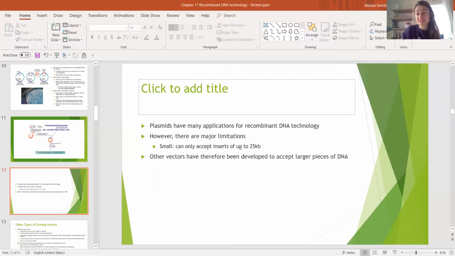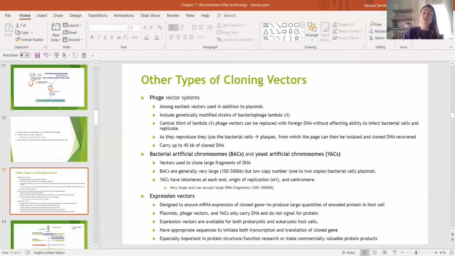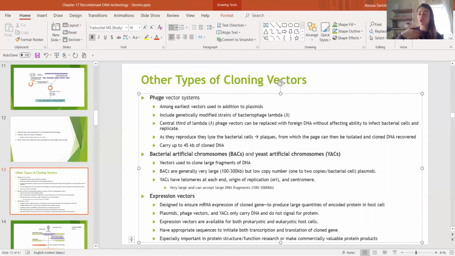They could accept larger pieces of DNA, because a lot of times, especially when we talk about human genomes and human genetics and our genes, we have really big chunks of DNA, right? We have really big fragments. So other types of cloning vectors include phage vectors. These were the ones that were discovered or used shortly after the bacterial plasmid vectors. They too cannot really hold incredibly large fragments, but they can hold fragments a little bit bigger than plasmid vectors. And essentially what they take advantage of are viruses, right? They take advantage of viruses.